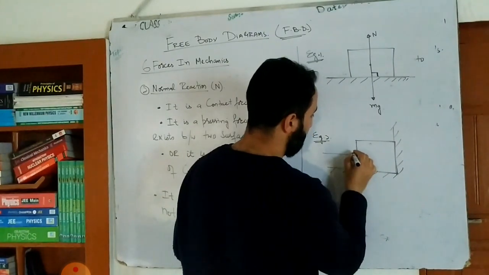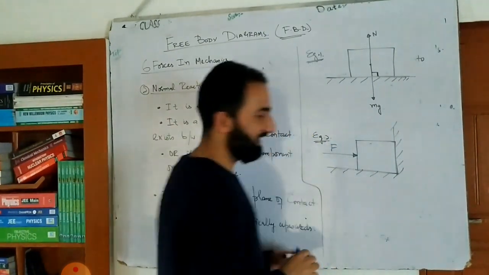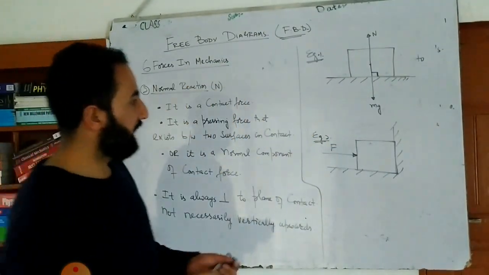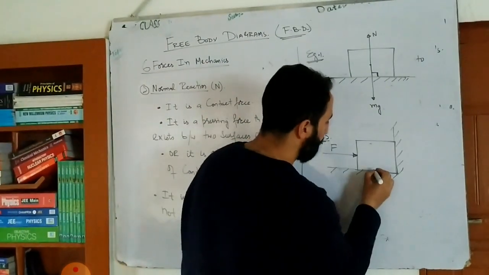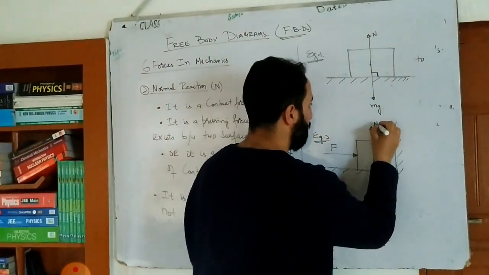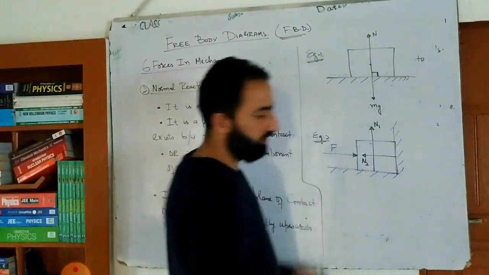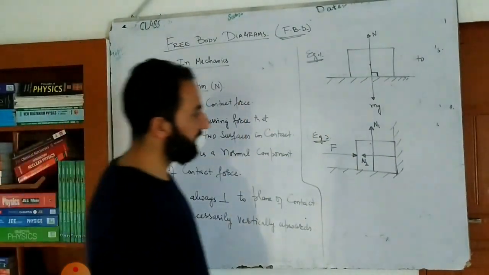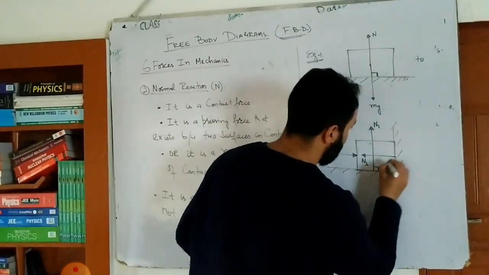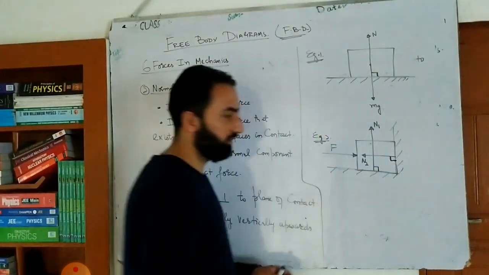Like this, a force applied in this direction which is called F. So let me test against this. Now there will be two different normal reactions. One normal reaction along this direction, suppose that is equal to N1. Another normal reaction in this direction, suppose that is equal to N2. So simply a pressing force that is perpendicular to the plane of contact.